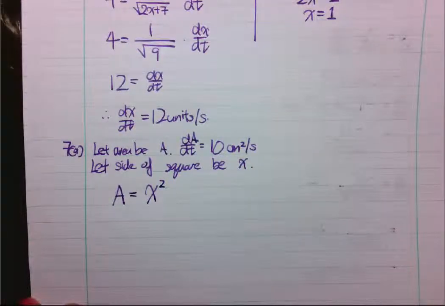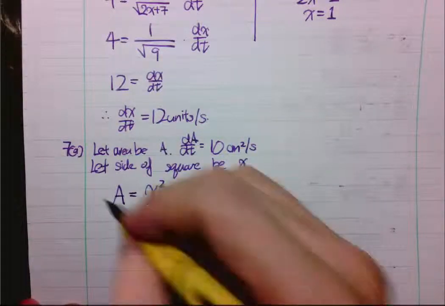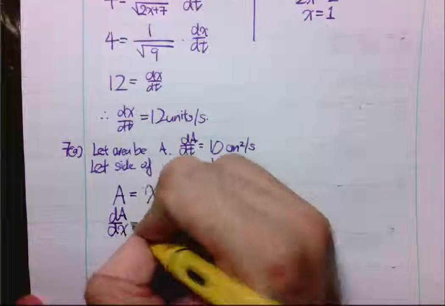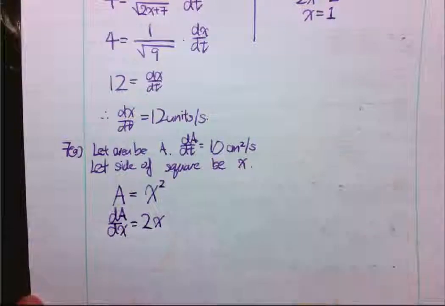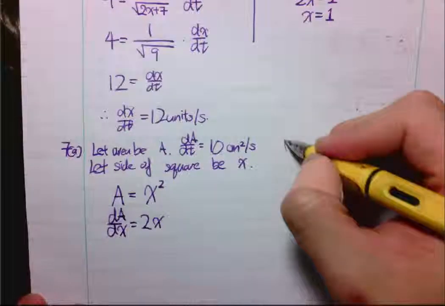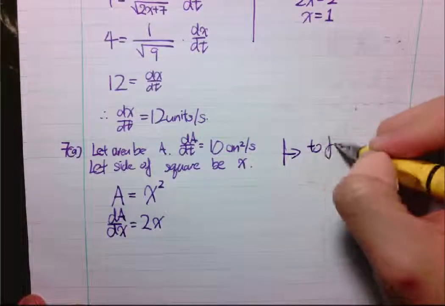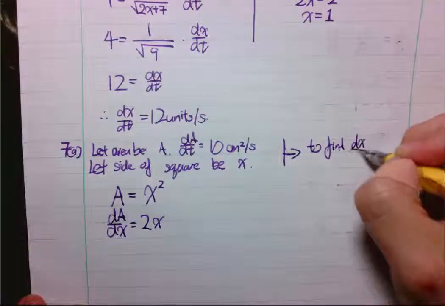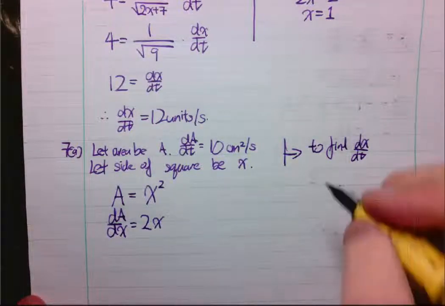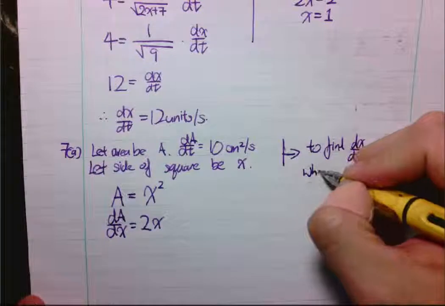Now based on this, I know that I can find dA/dx. I differentiate A with respect to x, which is equal to 2x. Notice you have dA/dt, you have dA/dx, and they want you to find the rate of change in the length of its side. Basically what they want you to find is dx/dt, the rate of change of the side of the square, when the area is 4 cm squared.